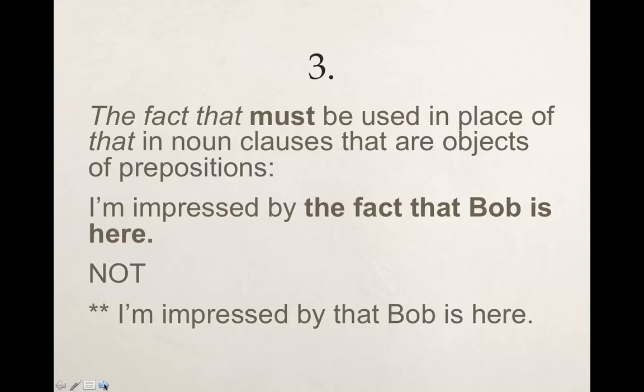The fact that must be used in place of that in noun clauses that are objects of prepositions. Okay, so I am impressed by, here's a preposition, the fact that Bob is here. But I cannot say I'm impressed by that Bob is here. We don't say that. Because there's a preposition, the fact that construction has to be used.